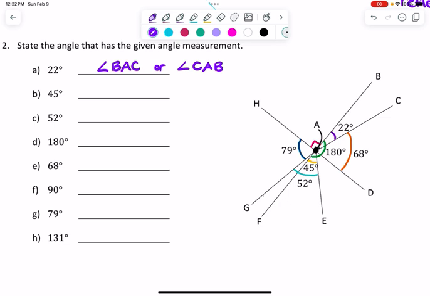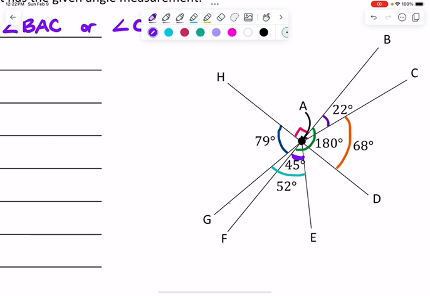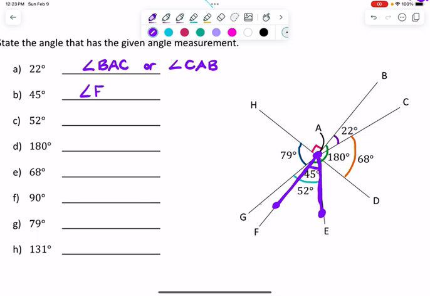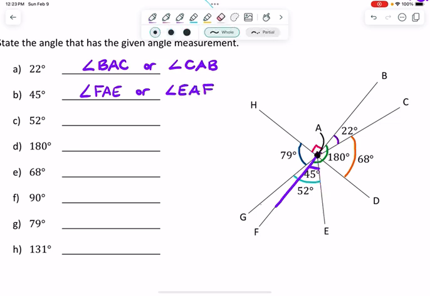Okay, welcome back. So 45 degrees, I see this 45 degrees is indicated with this yellow marking. It couldn't be this blue marking because the 52 is the one that's kind of closest to it. So I'm taking a look at this yellow marking, and I'm extending my lines here. And I'm picking a direction to travel. I'm going to go from F all the way to A, all the way to E, or I can go backwards. But I have angle FAE, or I can say angle EAF. Both totally acceptable.